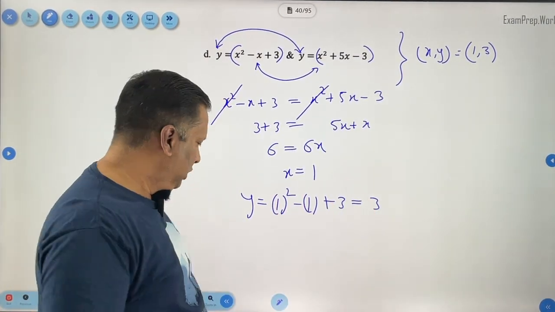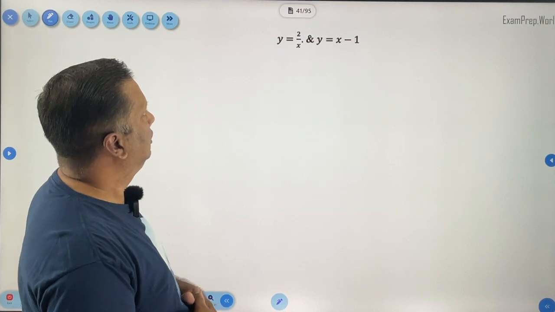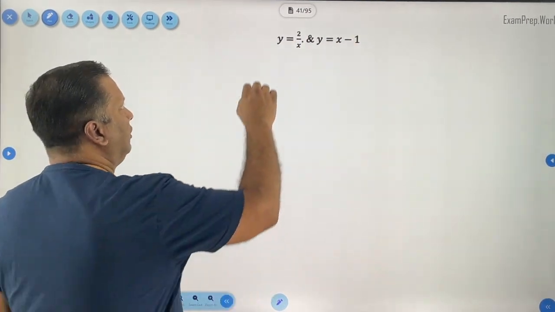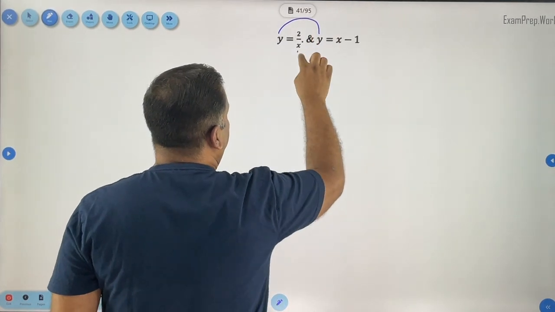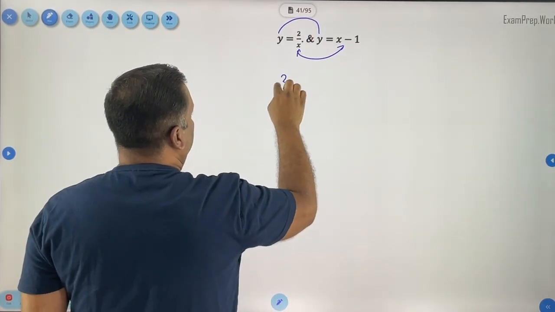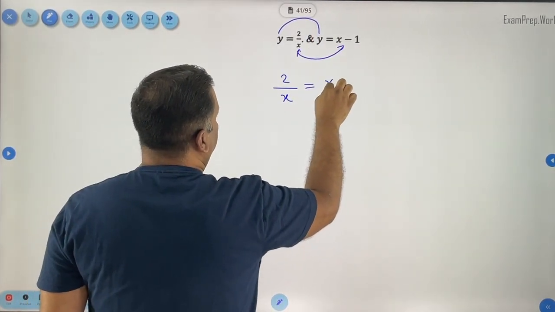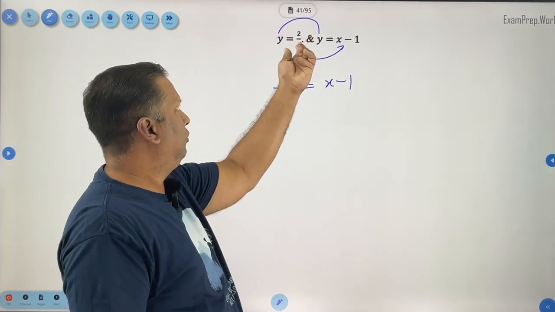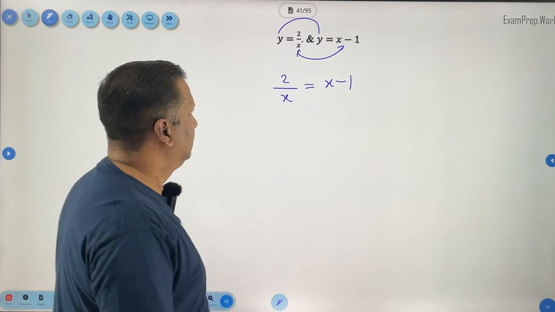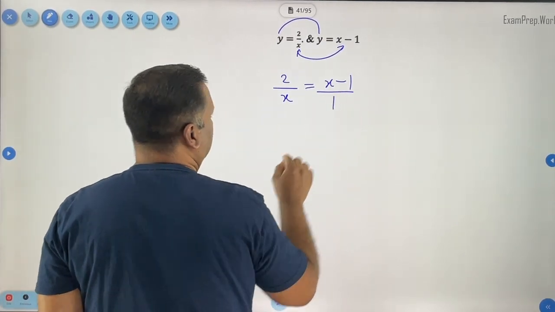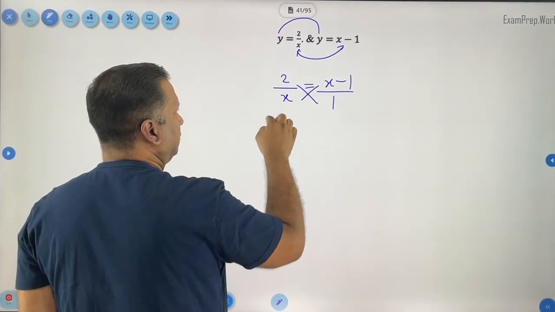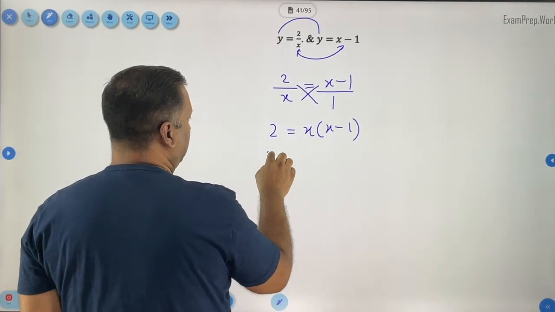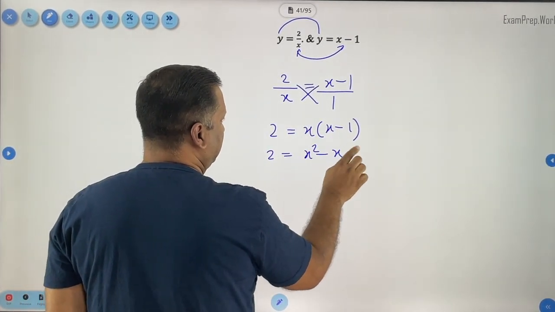You can always do that. Next one. Here a reciprocal function and a linear function. Same thing. When you have y's, equate these two. 2 by x equals x minus 1. Right? When y is equal to y, therefore the right side should be equal to the right side. Now, how do we proceed? Write 1 here, cross multiply. So it is 2 equals x times (x minus 1). 2 equals x squared minus x.